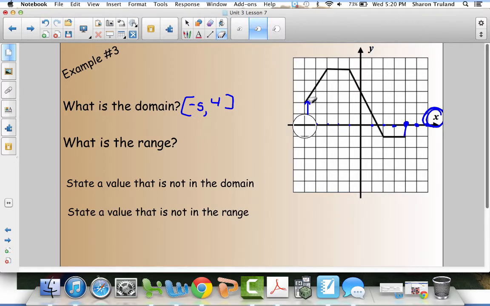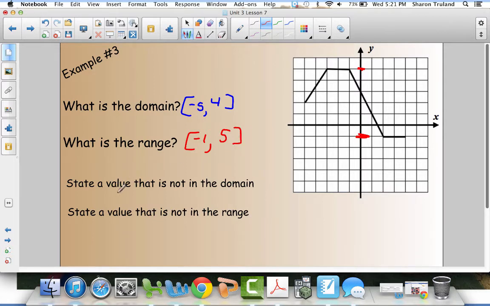Okay, so what's my range? The range goes up and down. So my range is what comes out. So this is my graph, and the lowest point it hits is there, and the highest point it hits is there. So my answers range from a -1 to 1, 2, 3, 4, 5, to a 5.